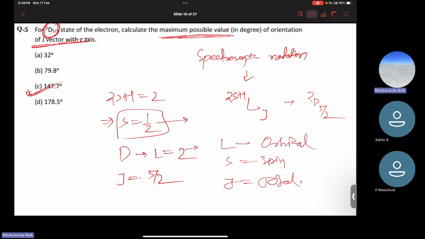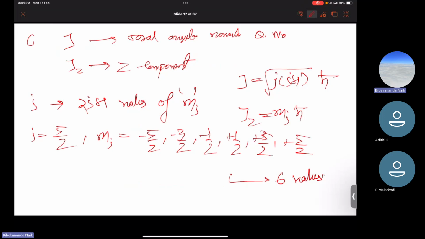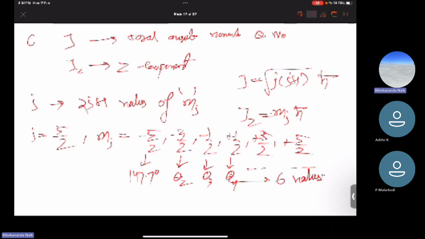So corresponding to 6 values of mj, we'll be having 6 orientations. Corresponding to minus 5 by 2, we had the orientation of 147.7 degree. Then there will be theta 2, theta 3, theta 4, like that. In total there will be 6 orientations. So clearly, if we talk about the theta value corresponding to plus 5 by 2, it will be minimum. So minimum means it will be 180 minus 147.7 degree.